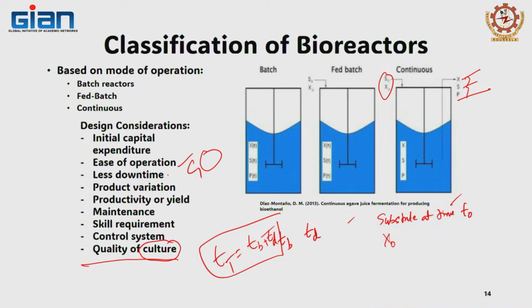Ease of operation, less downtime, product variability should be less. Productivity or yield is also a very important parameter in choosing the right reactor for your process. Maintenance is another thing. The skill requirements, don't consider that for your own case studies. That won't be necessary. Control systems, yes, would be very, very important. The type of feedstock that you are going to use will also define it.